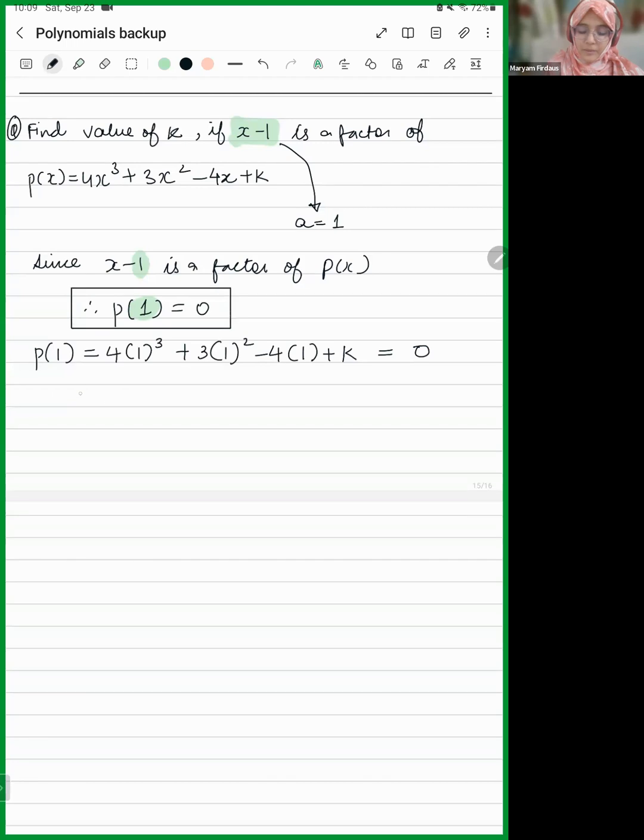Now from here, tell me what will be the value of k. Please type it in the chat box once you're done. This becomes 4 plus 3 minus 4 plus k. So this is 4 and 4 gets cancelled. So this is equal to 0. That means 3 plus k equals 0. That means k equals minus 3.